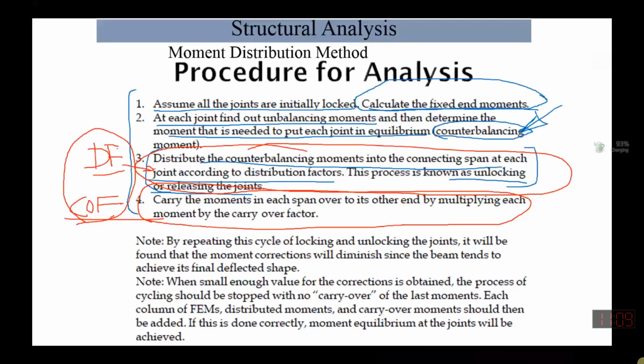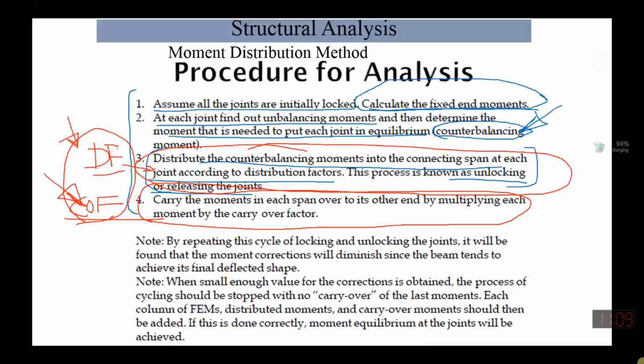There are two major things in this method. Remember, if you don't understand them, you cannot solve any question with the procedure of moment distribution method. Number 1, you should know what is distribution factor. And number 2, you should know what is carryover factor. Can anybody tell me what is distribution factor?